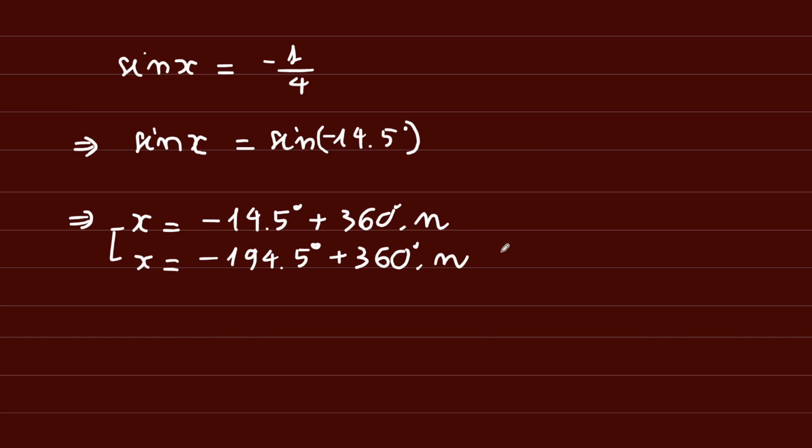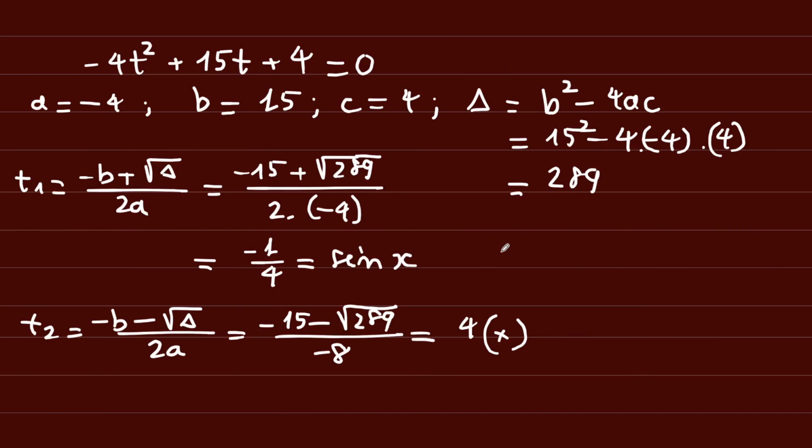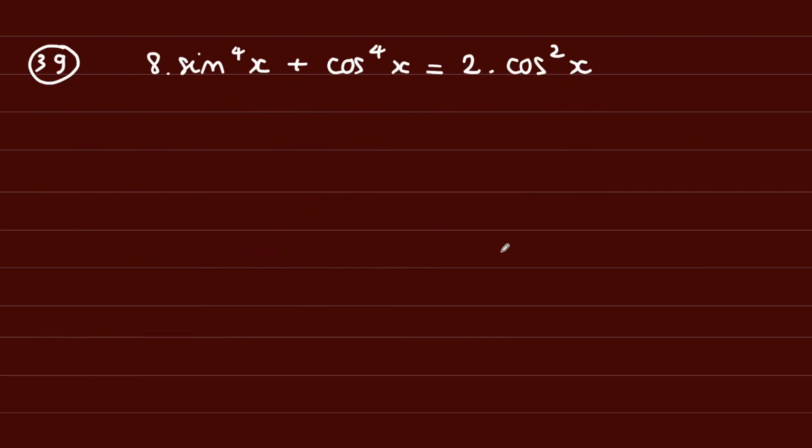We finished question 38, and now we have question 39. One more time, a little harder for this question. You have sine to the power of 4, cos to the power of 4, and then you have 2 cos squared. How can we work with this? Look at this. You have here 8.